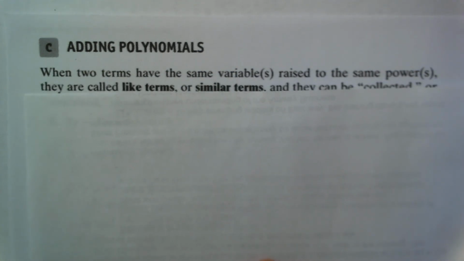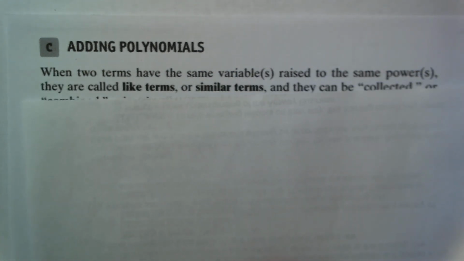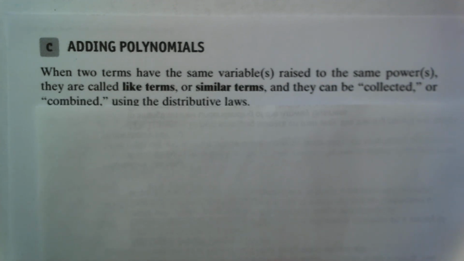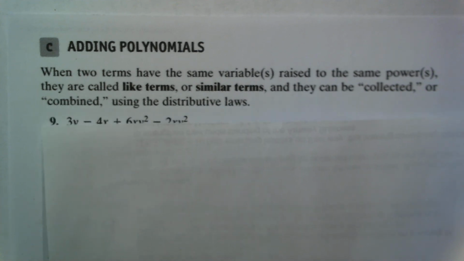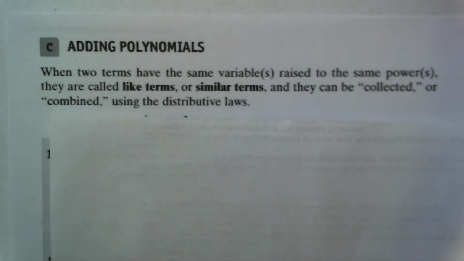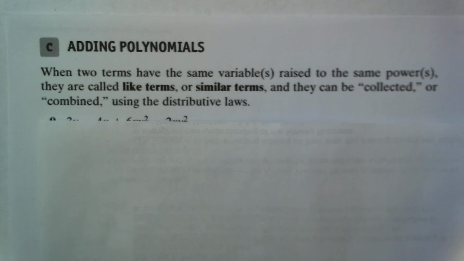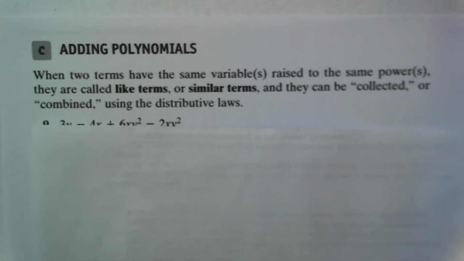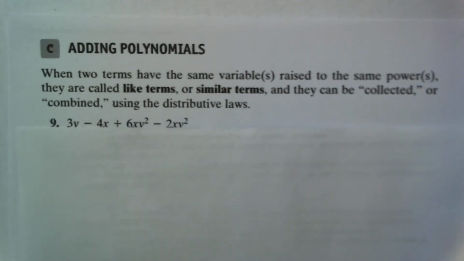Two terms that have the same variables raised to the same powers are called like terms. We don't use "similar terms" here, but "like terms." And they can be collected or combined using the distributive laws. So please go to page 23 and review that in case this seems strange or doesn't make sense to you. On page 23, again, it's explained in great detail, so I suggest that you go back to that page and study it so that you understand it.